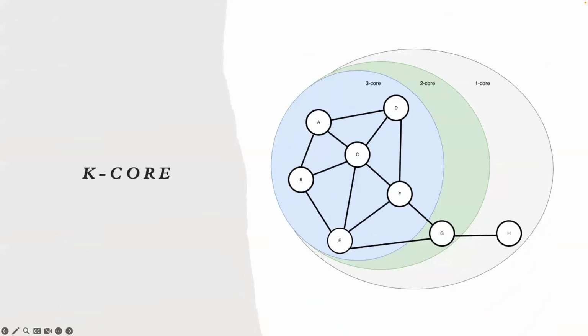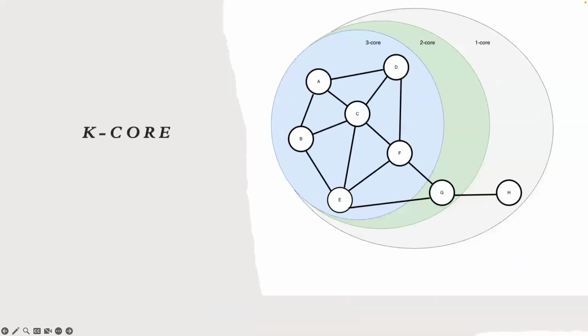Before diving into the problem, we have to know what K-core is. So K-core is the maximal subgraph in which every vertex has a minimum degree of K. So in this graph, if we consider A, B, C, D, E, F, then it's a 3-core graph because every node has a minimum of 3 degrees. And then if you consider G, it will be a 2-core. And if you consider H, then it will be a 1-core graph.